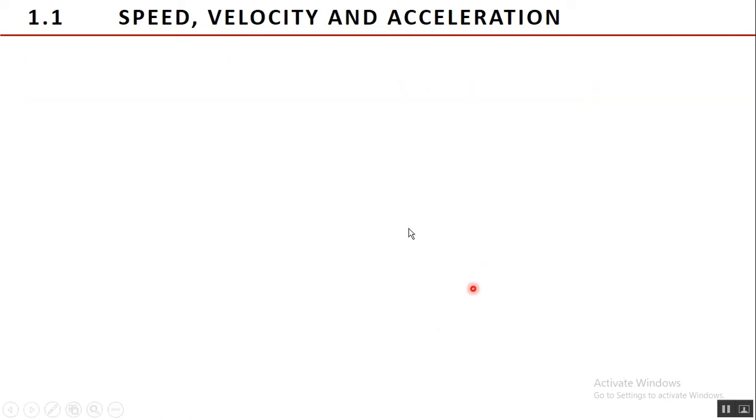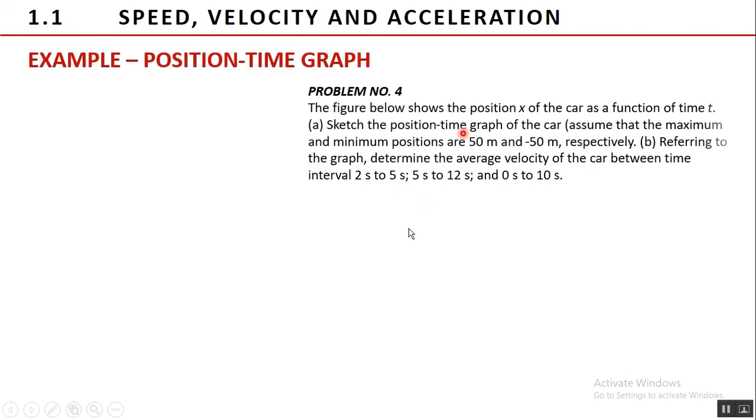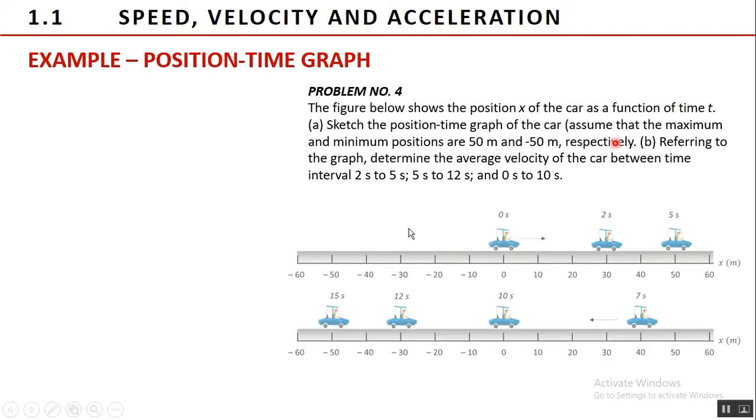Now let us give another example. Problem number 4. The figure below shows the position x of the car as a function of time t. Letter A. Sketch the position time graph of the car. Assume that the maximum and minimum positions are 50 meters and negative 50 meters, respectively. B. Referring to the graph, determine the average velocity of the car between time interval 2 seconds to 5 seconds, 5 seconds to 12 seconds, and 0 seconds to 10 seconds.